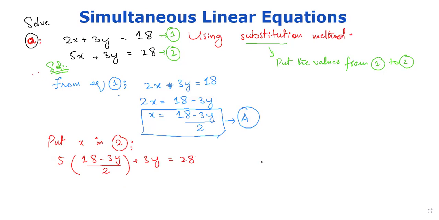So what will we do here? It would be 5 into 18. 5 times 18 is how much? 5 times 18 is 90. There is a plus sign. Plus into minus is minus. Then 5 into 3 is 15. y as it is, whole divided by 2. Then plus 3y equals 28.